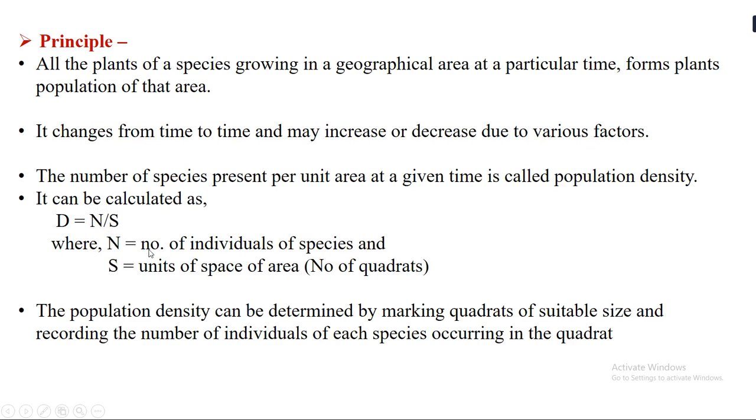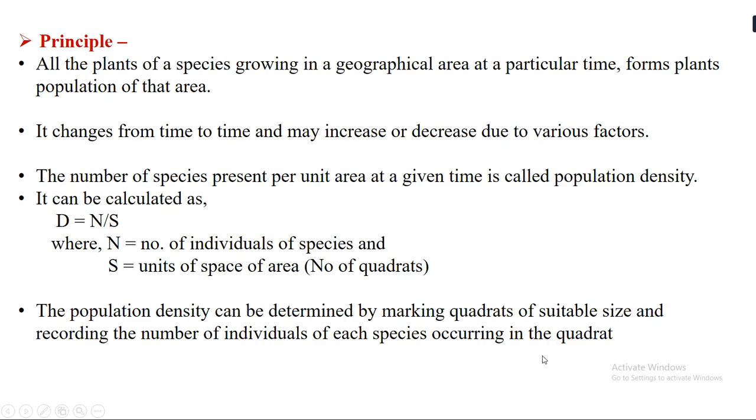And S is the unit of space or area. That means the number of quadrants. So if you're studying one quadrant, it will be 1. If you're studying 2 quadrants, 2, and that is how it goes on. So that is how population density can be determined by marking the quadrants of suitable size and recording the number of individuals of each species occurring in that quadrant.